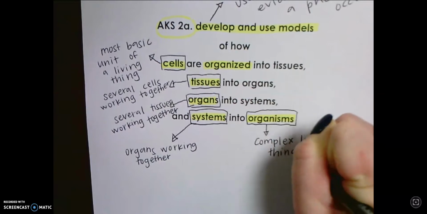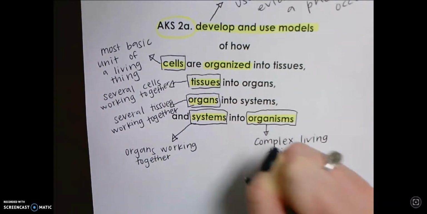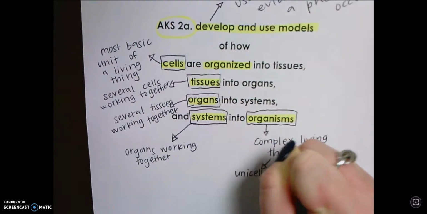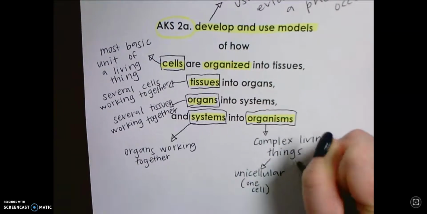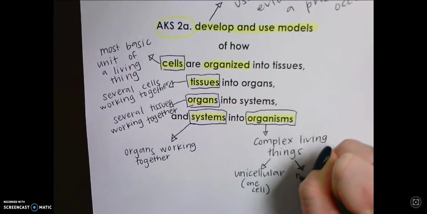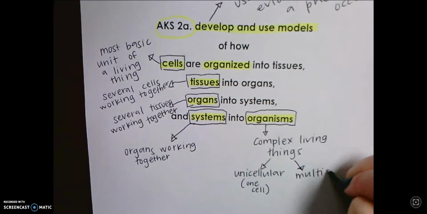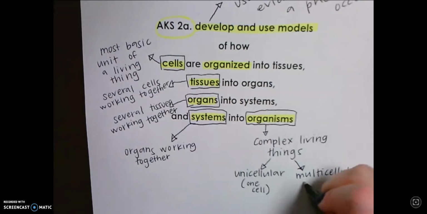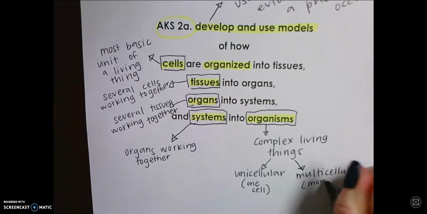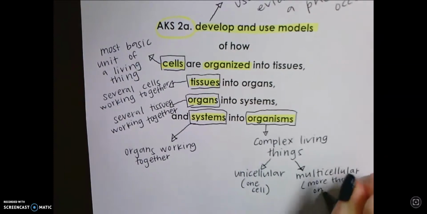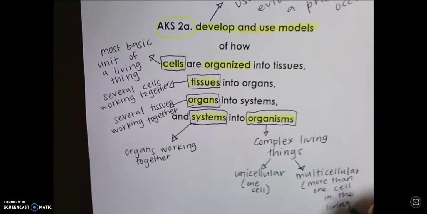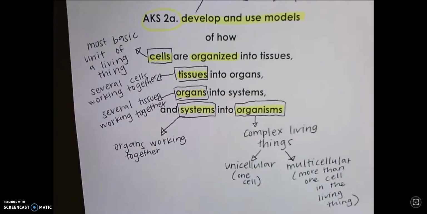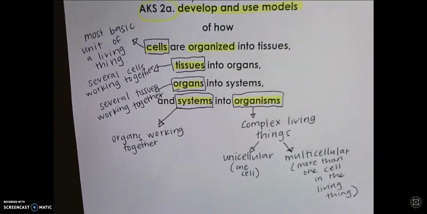I want us to create two little arrows that branch off though. And I want us to write the word unicellular, which we know means one cell, and multicellular, which we know means organisms that have more than one cell and often organisms that are multicellular have millions and trillions of cells.